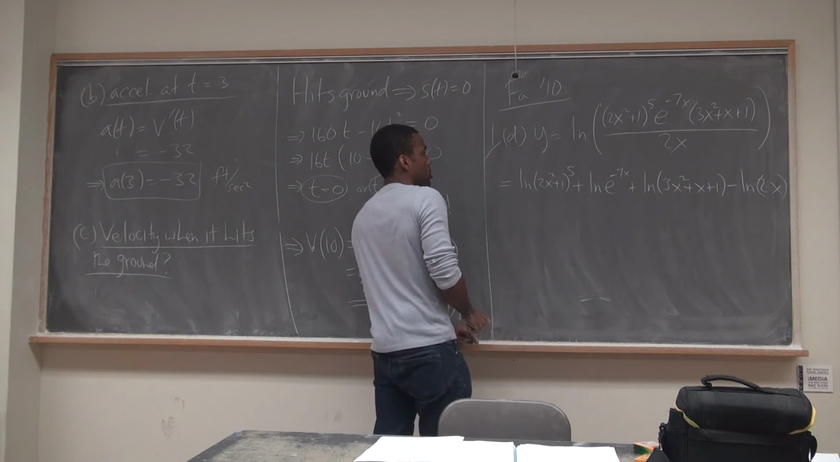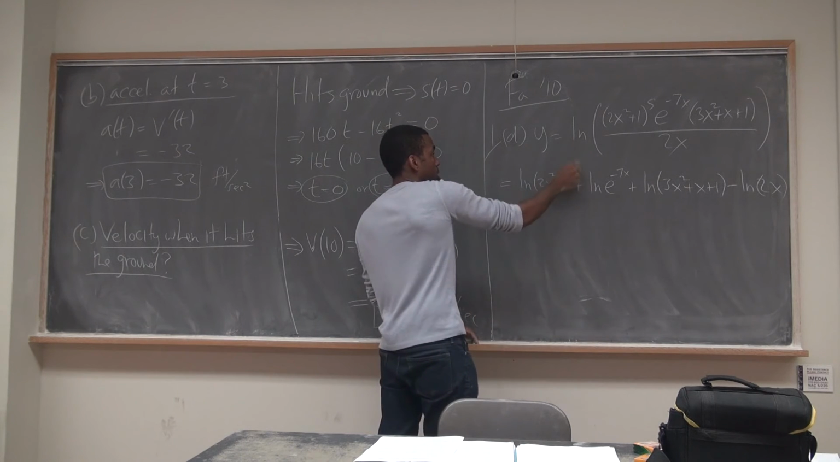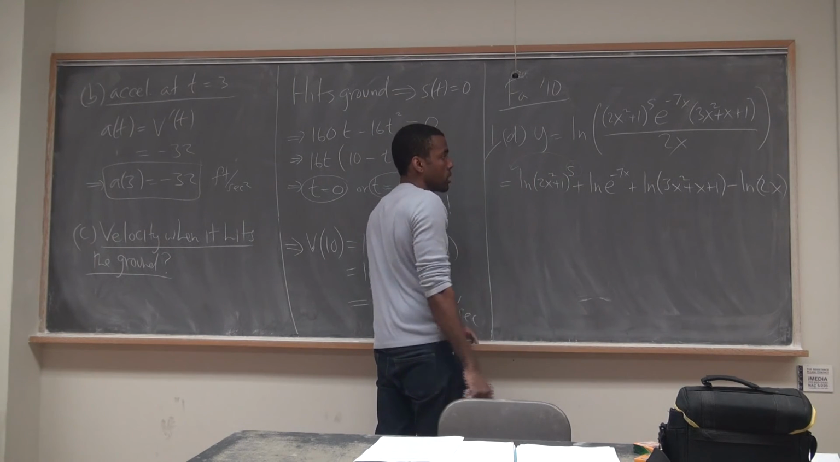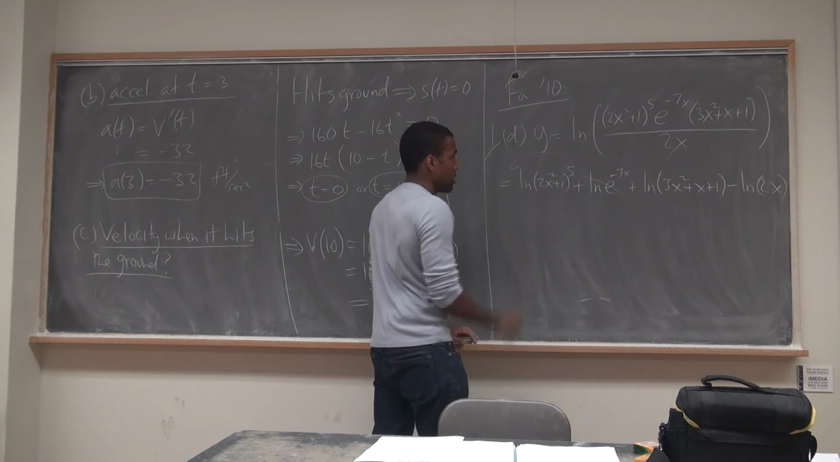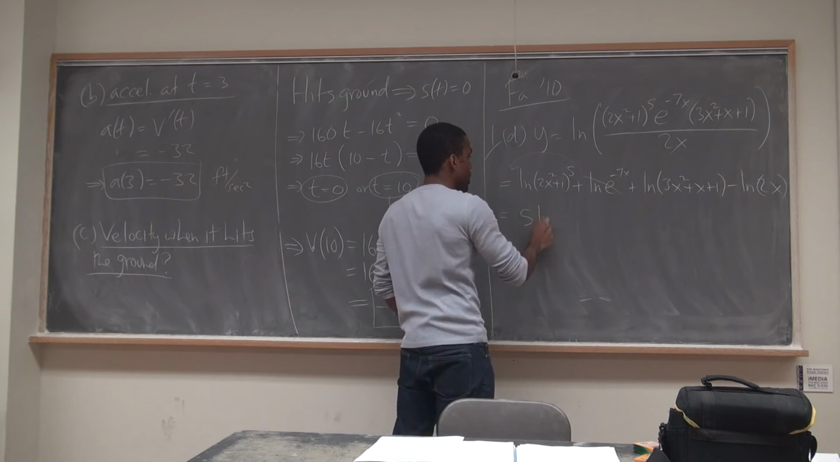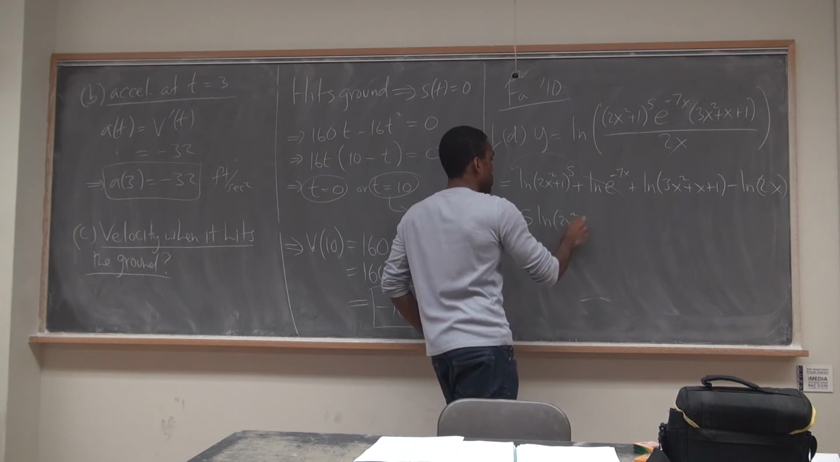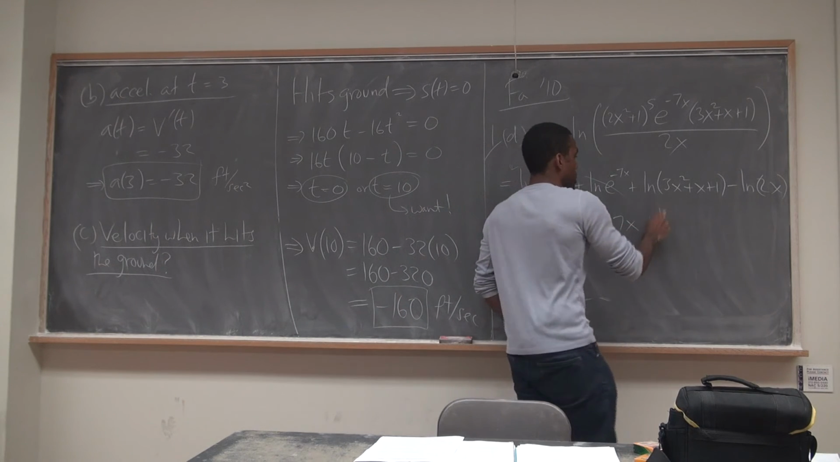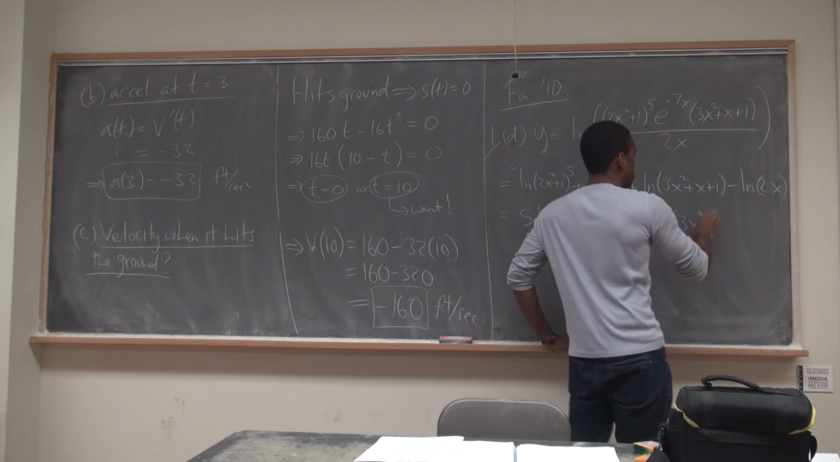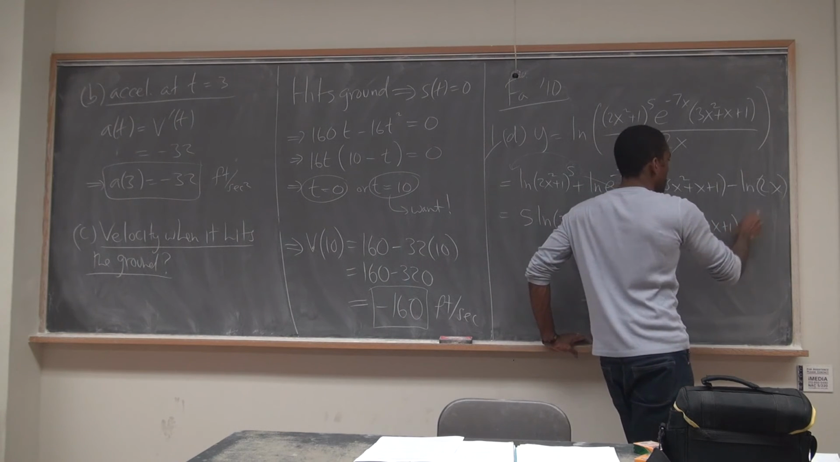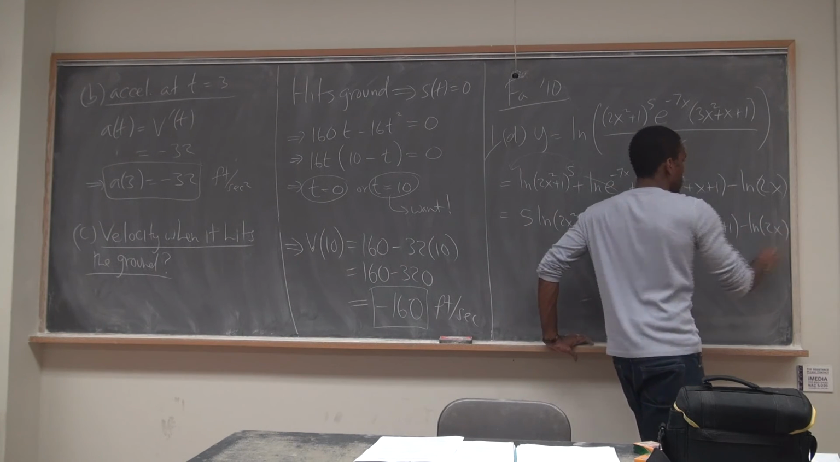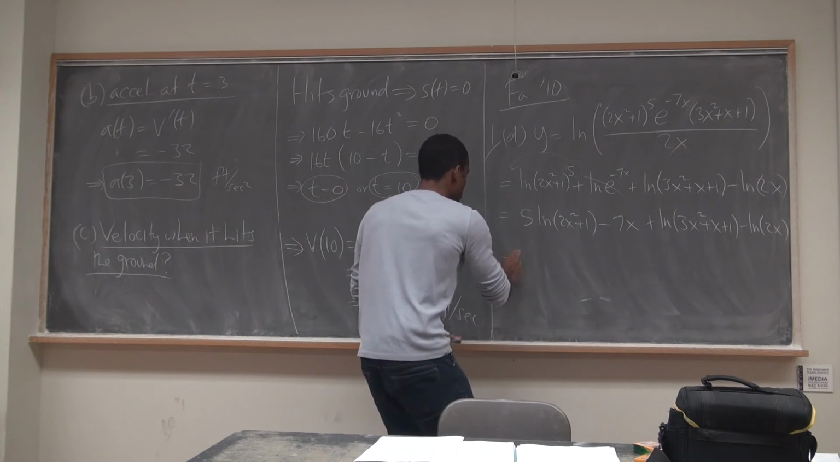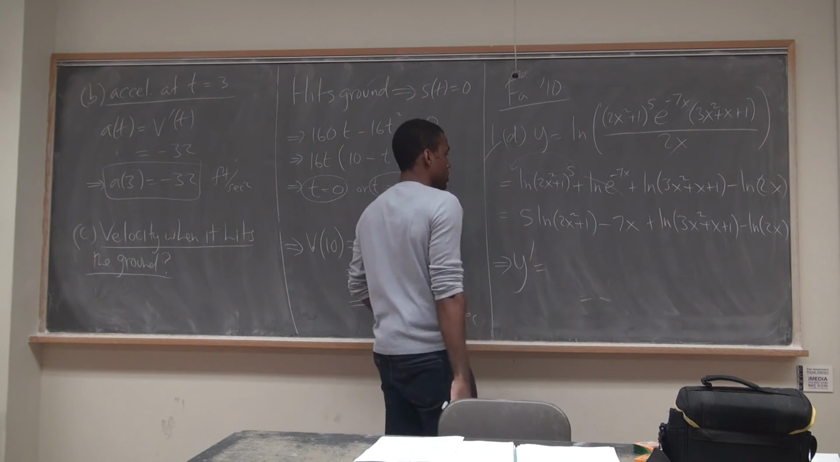Right? Which in fact you can even make easier. I can take this power and move it down. Ln and e actually kill each other. So I have 5 ln of 2x squared plus 1, minus 7x, plus ln of 3x squared plus x plus 1, minus ln of 2x. Which means at this point I can start to find my derivative.